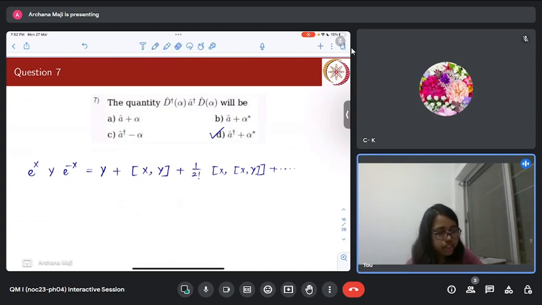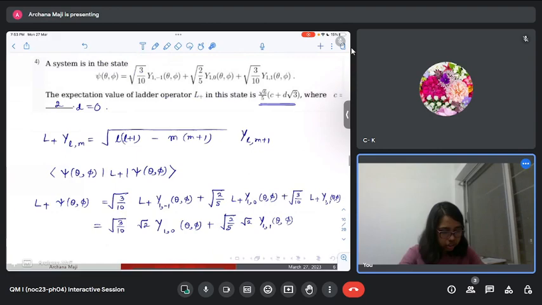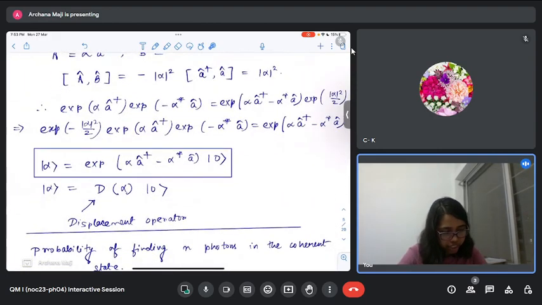Okay, so see, in this problem you have this displacement operator, so that's why that displacement operator discussion was important. So you know what the displacement operator is now. That is this particular thing. I'll just copy.